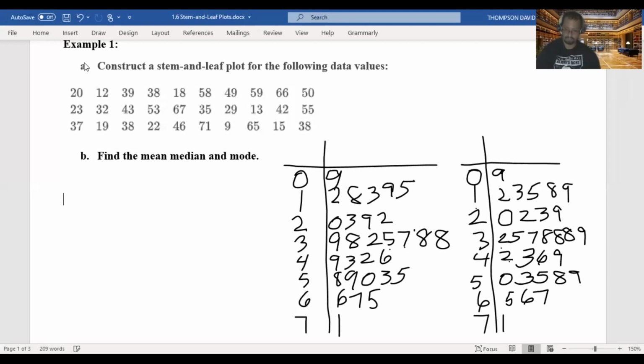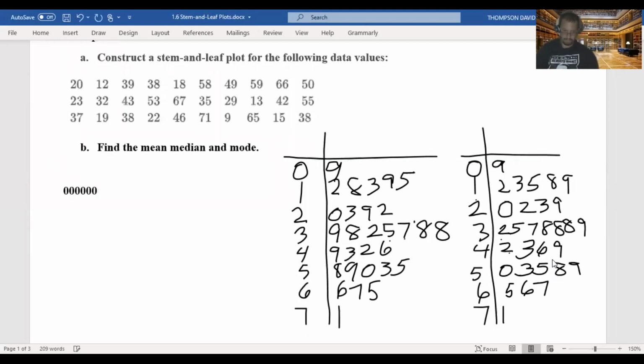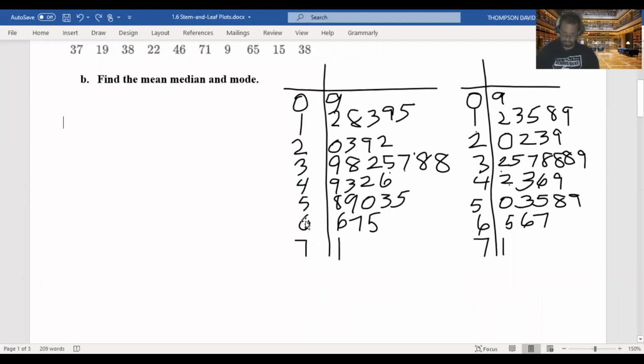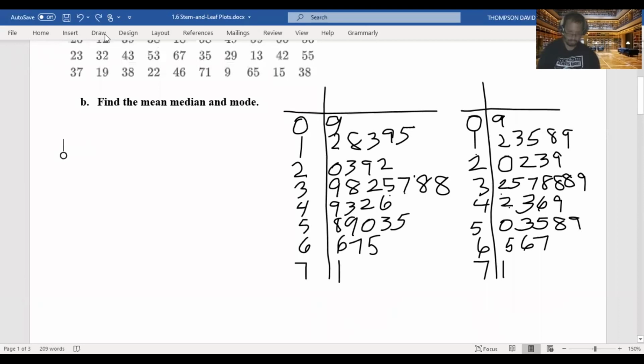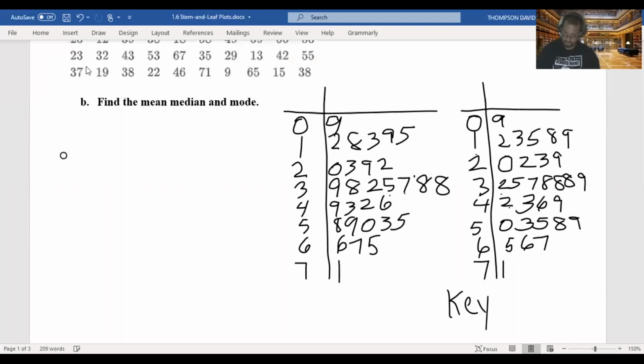Now we make a key. To make the key, we just write the word key. And we can pick any number we want. So we'll use a 7, put a slash in between, 7/1, and that's telling us that 7/1, with 7 as the stem and 1 as the leaf, is 71.